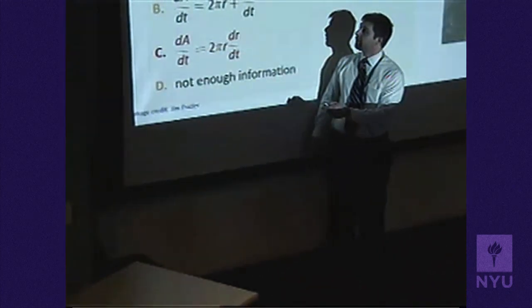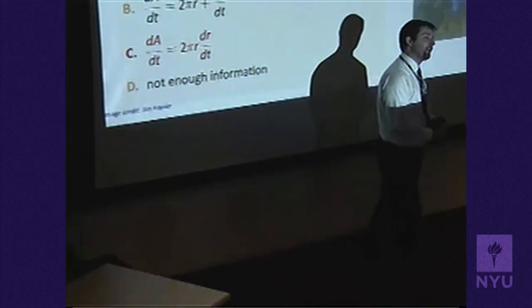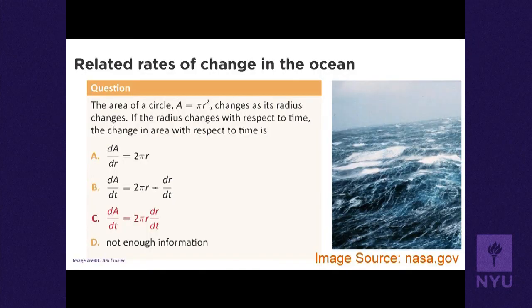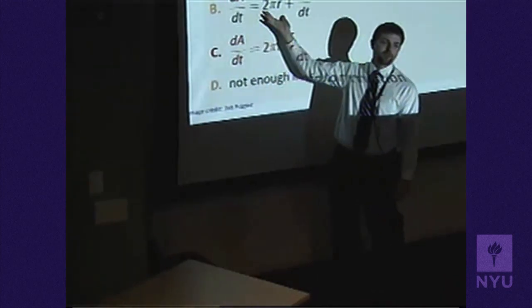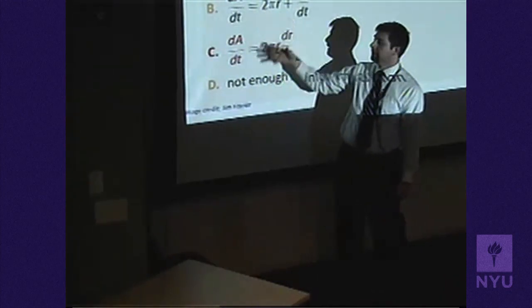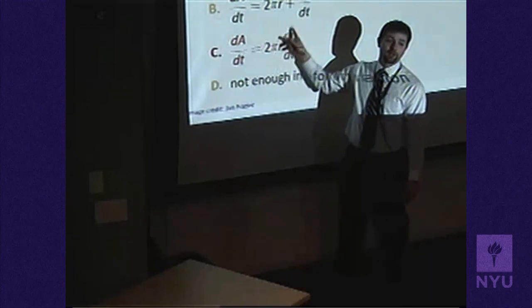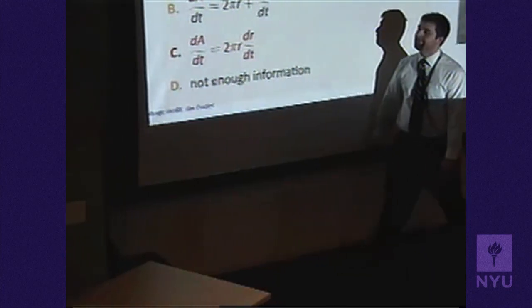All right. Now, what's wrong with A? A is not an incorrect statement. It's true that dA dr is 2 pi r, but the question is asking about the change in area with respect to time. So that's thinking about area changing not as the radius changes, but as time changes. The second one shows that we want to find dA dt, but this is not the right formula for dA dt. This is. It's dA dr times dr dt.